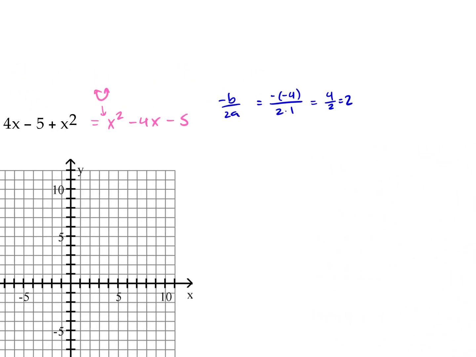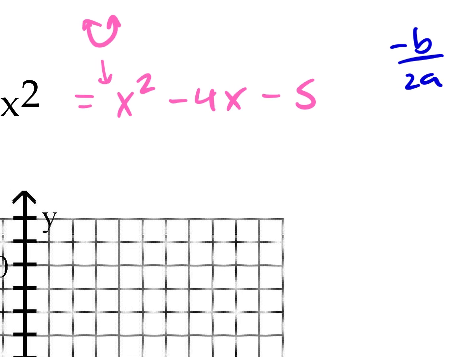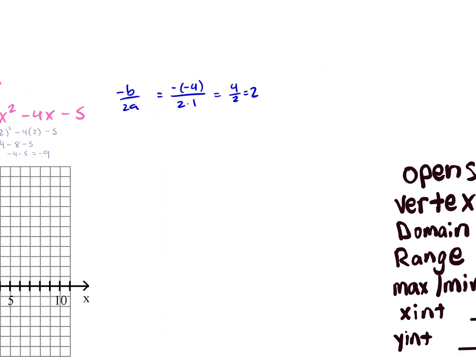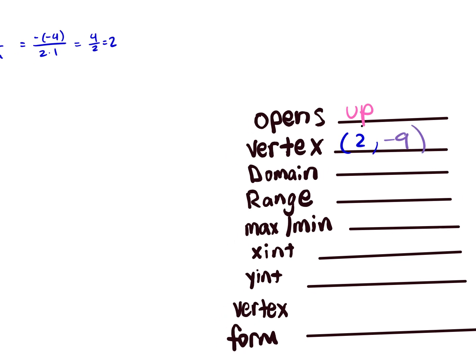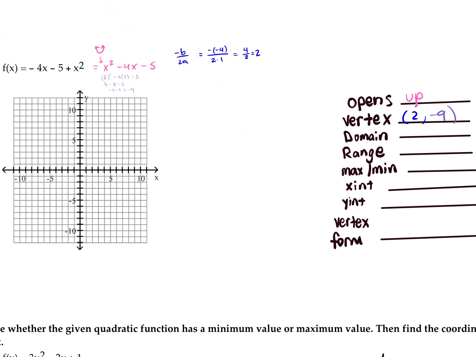Now to find the y, we plug the x into the x's. So 2 squared minus 4 times 2 minus 5. This would be 4 minus 8 minus 5. So negative 4 minus 5 is negative 9. So my y is negative 9. We can go ahead and graph that. So go to the right 2, down 9. Put a point there. And we said that it opens up.